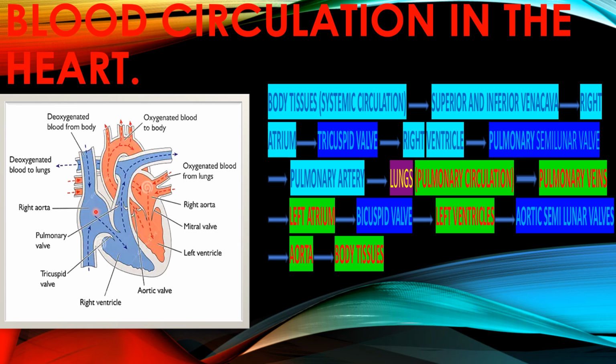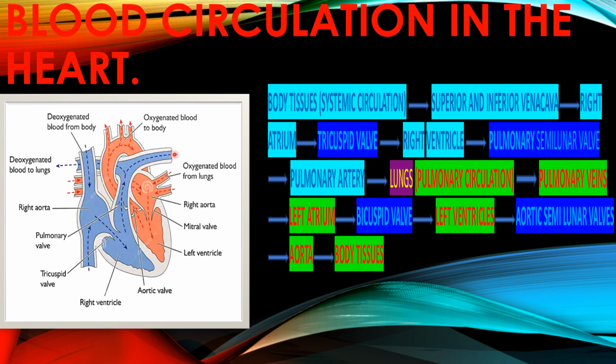To the right atrium. Then from the right atrium, the blood will flow to the right ventricle through the tricuspid valve. The tricuspid valve prevents backflow of blood to the right atrium. When this one contracts to pump out the blood through the semilunar valve, or you can call it the pulmonary valve, then to the lungs. You can see it's divided, that is to the right lung and to the left lung.